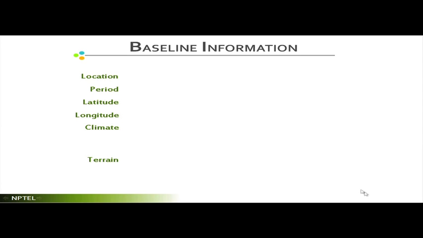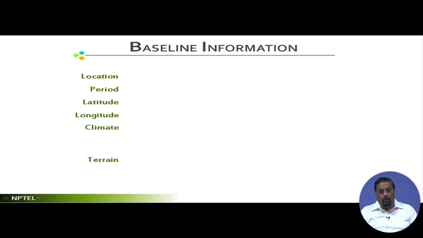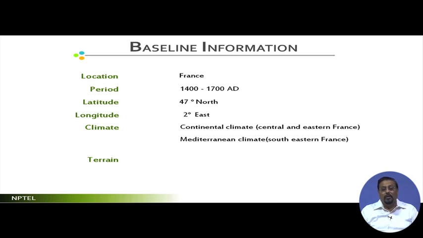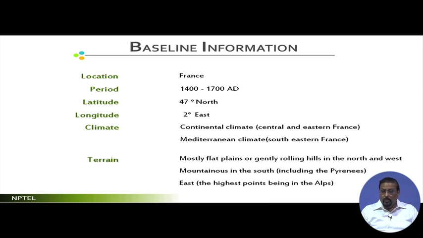The baseline information, the same structure which I had been following for all others, here also I will follow the same. The location is France, the period is 1400 to 1700 AD, latitude is 47 degrees north and longitude is 2 degrees east. The climate is continental in central and eastern France, and Mediterranean in southeastern France. So that governed it very similarly to Italy, very similar to the Italian climates.